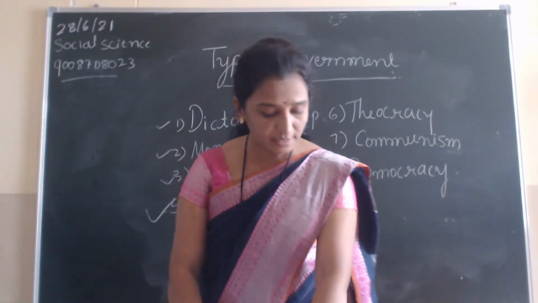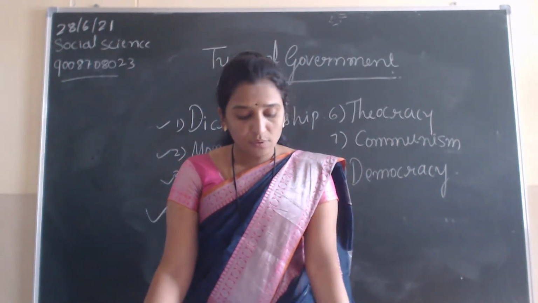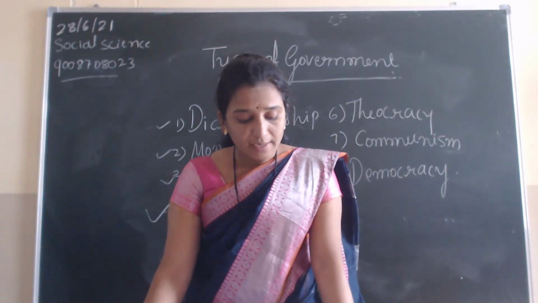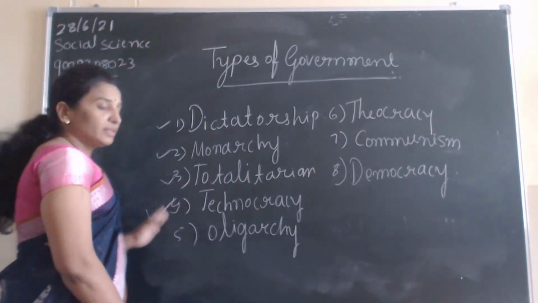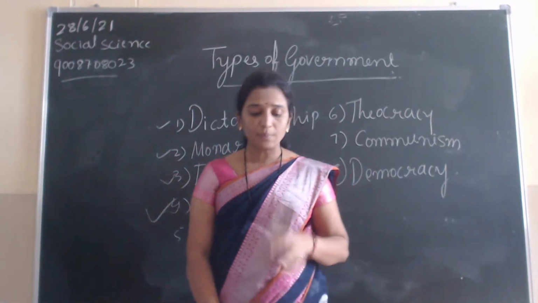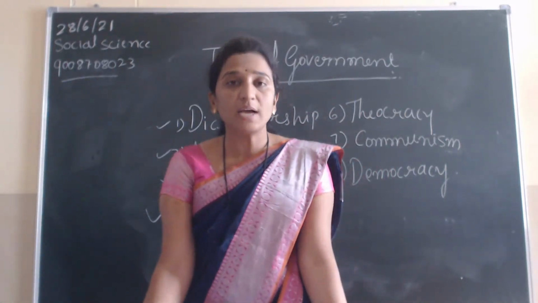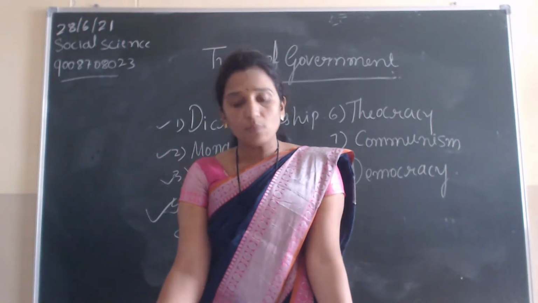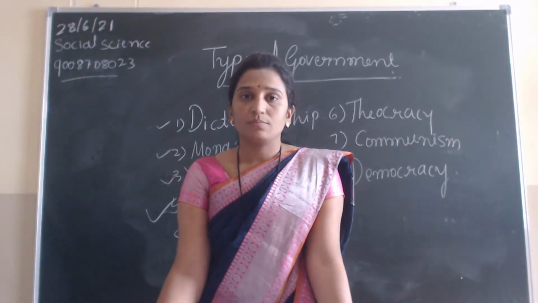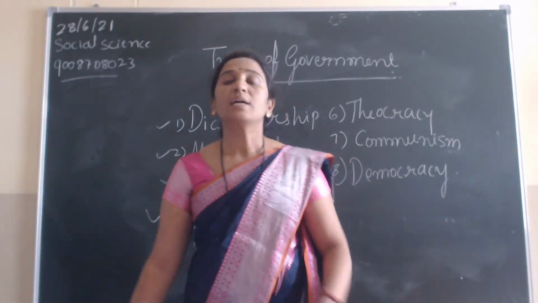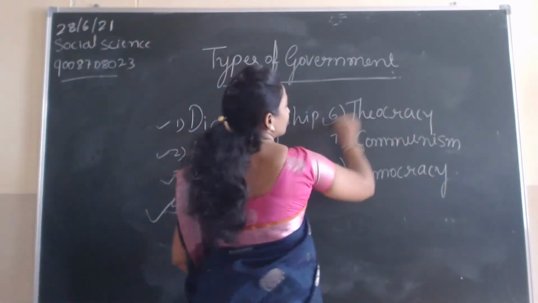oligarchy. Oligarchy is a type of government in which a few people or families hold power because of their wealth and status. We have to call it oligarchy. It is one kind of government. Okay. Then the sixth one.